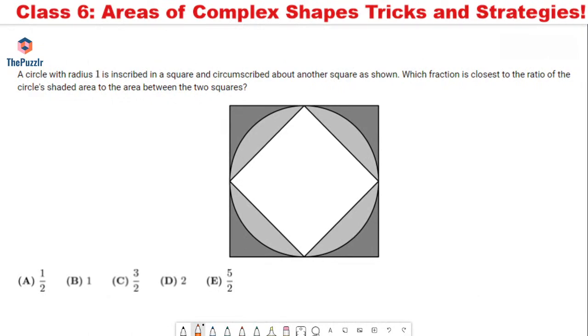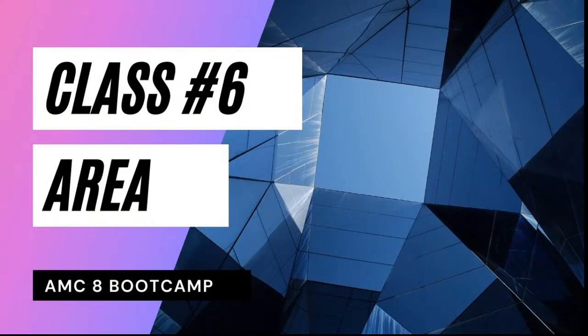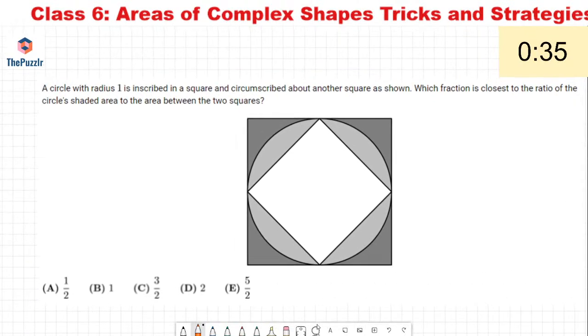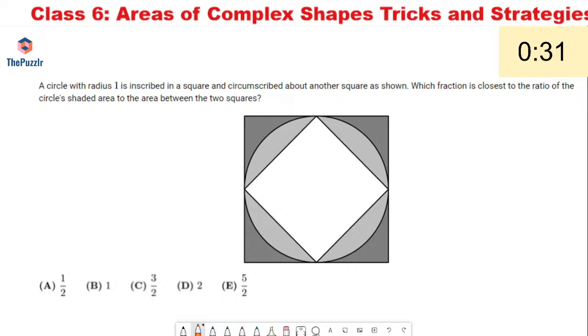Okay, I'll give you a full minute to try this. Okay, so for this problem, probably a good idea to find the area of, or the length of both squares. We'll see.